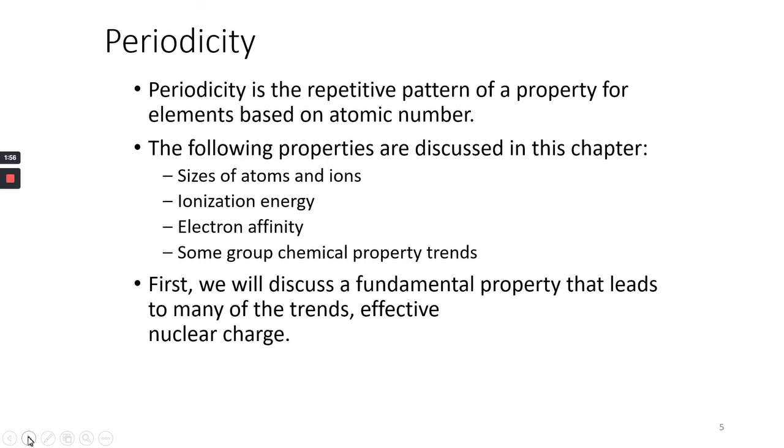When you look at that, there are certain patterns that develop within the periodic table. That's called periodicity, a repetitive pattern of a property for elements based on their atomic number. Some of these patterns that we're going to be studying are the size of the atom and ions, ionization energy, which you might remember is the energy to remove an electron, electron affinity, and then some trends that happen within groups in the periodic table.